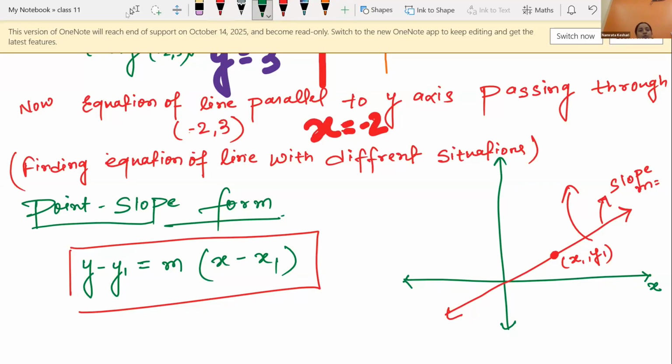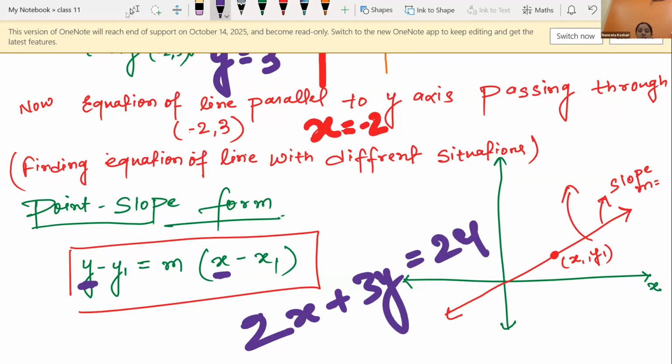Now here, don't get confused. See, what we are trying to do, we are trying to make an equation of a line. It will contain two variables, x and y. So here x and y, you don't have to touch or disturb them. We are trying to create an equation, just like 2x plus 3y is equal to 24, it's an equation. Just the way x plus y is equal to 13, it's an equation containing two variables.